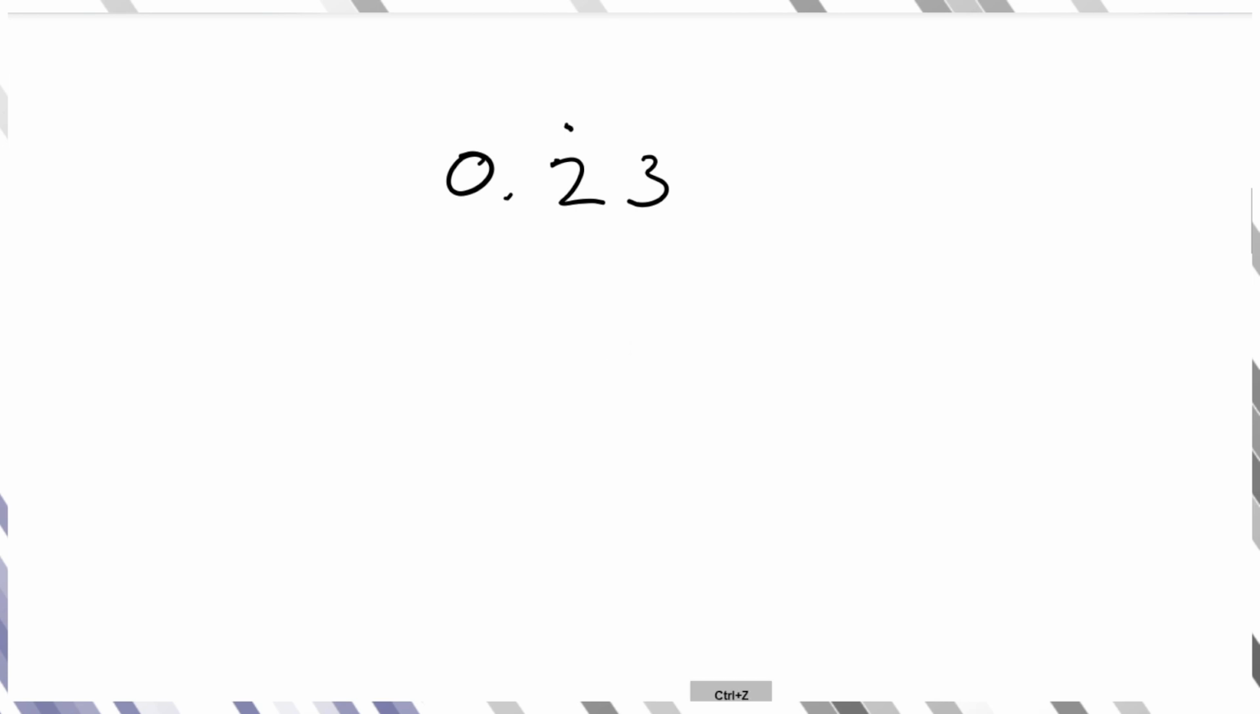Now let's start with a recurring decimal, but it's only one digit in the pattern just to get the method down. Let's say 0.2 recurring. Remember that means 0.2222, and there is infinity twos, and we're going to change this into a fraction.